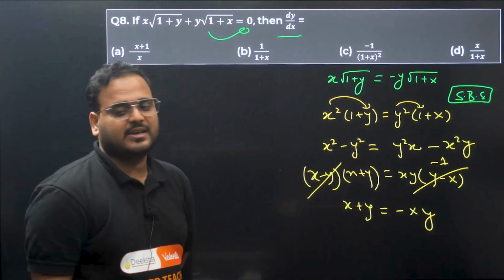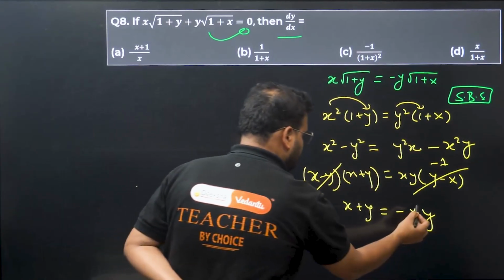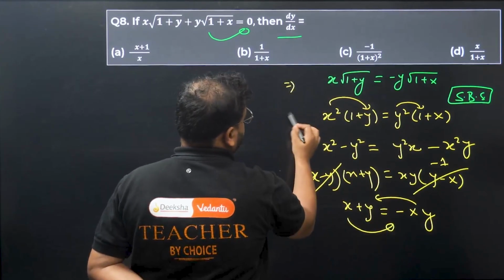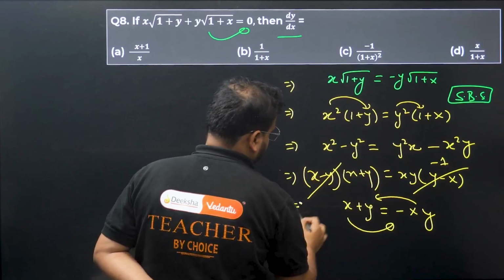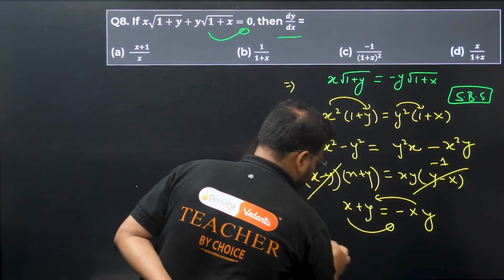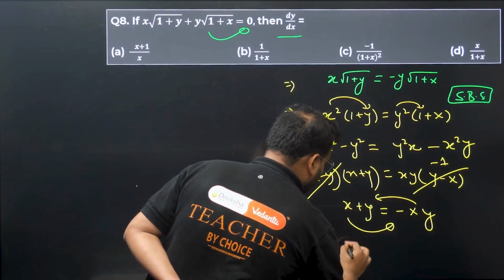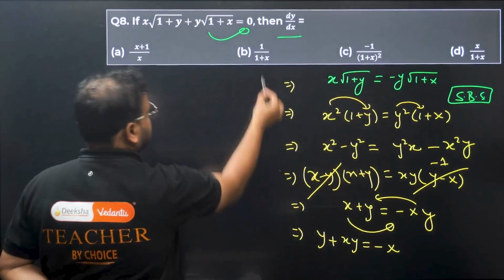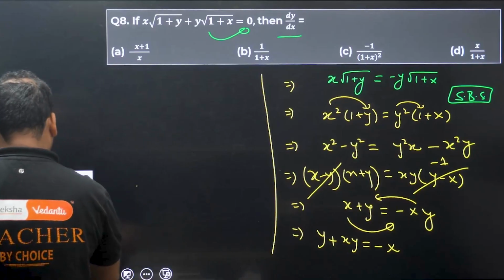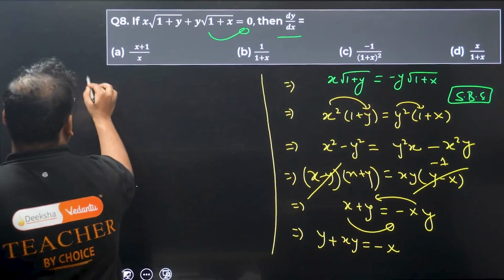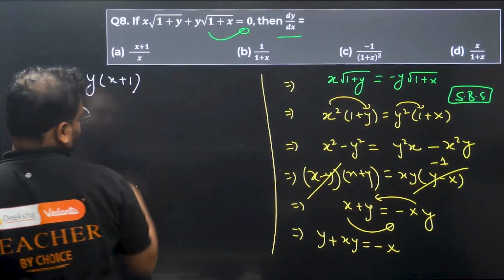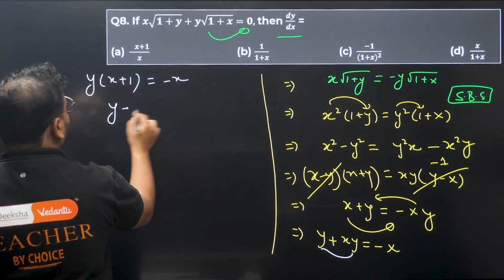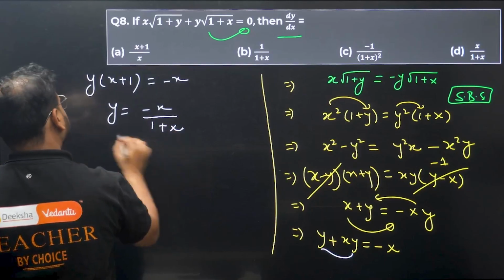Let's keep the y terms together. So move this whole term on this side and this x on this side. Look at my steps very clearly. What I get? I get here y plus xy equals to minus x. Let us continue from here. So I can take y common, so I'll have x plus 1. Over here we'll have 1 plus x equals to minus x. It means the value of y is nothing but minus x upon 1 plus x.